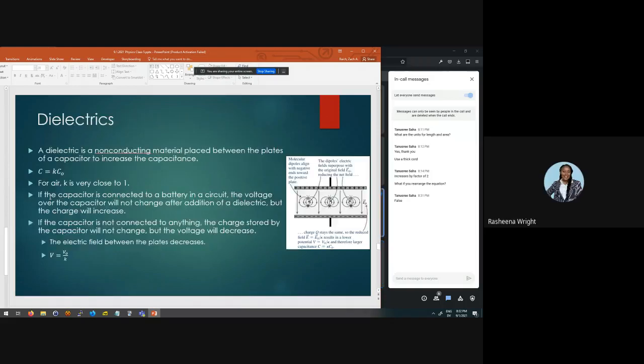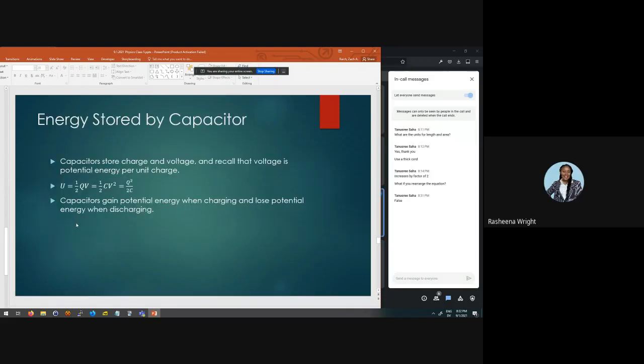So energy stored in a capacitor is U? Yeah, U is just a generic symbol for potential energy. You could also call it capital PE. But U is fairly common. I think I've seen that on the MCAT.